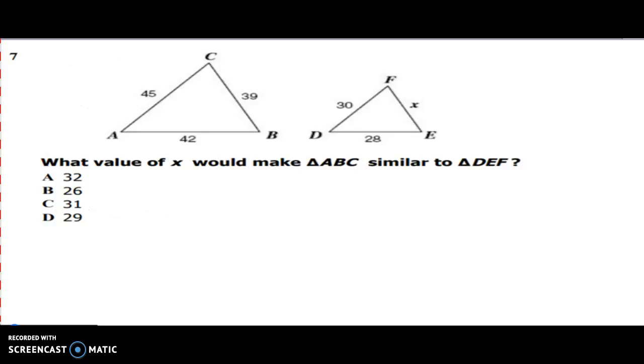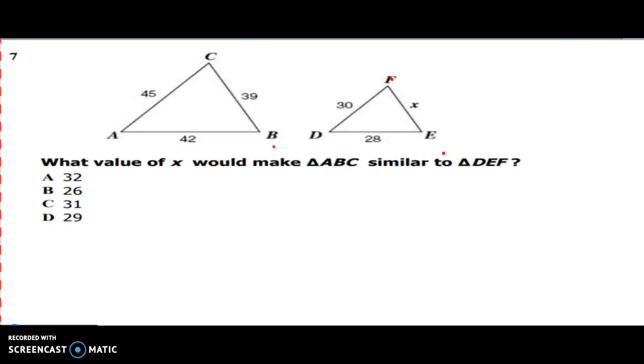For this one, we're comparing. They want to know what value of X would make these triangles similar. You have to use the side that corresponds to it. So I'm going to use the side that corresponds to it directly. They want ABC to be similar to DEF. So ABC, DEF. So the triangle's in the exact same position.